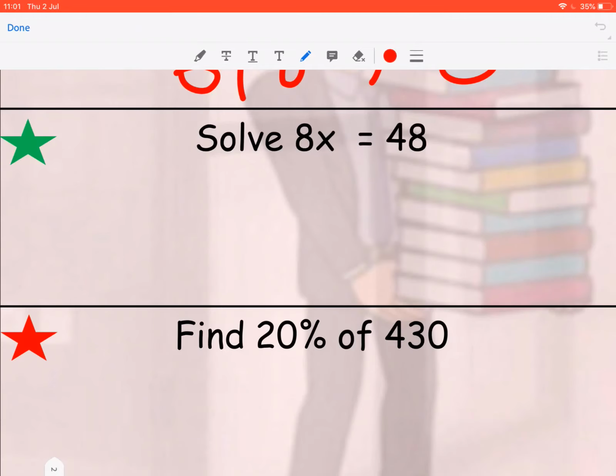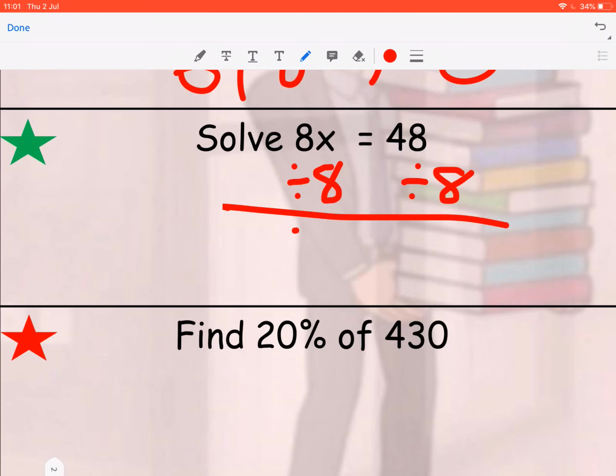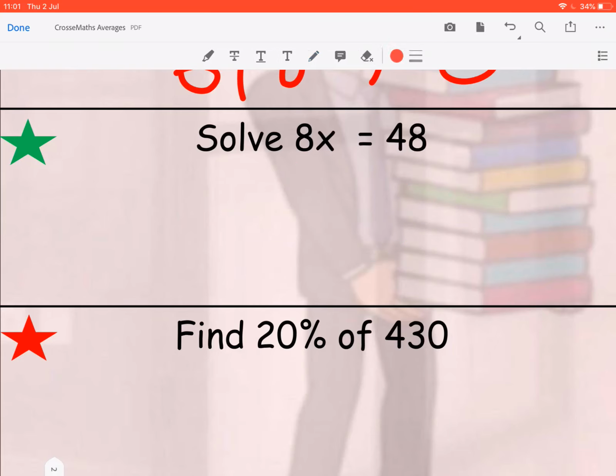8x equals 48. Okay, so I'm going to try and get x on its own. So in order to do that, I've got to get rid of the 8 in front of the x. Now that's an 8 times x. In order to get rid of the 8 times x, I've got to divide both sides by 8. If I divide both sides by 8, I get x on the left. 48 divided by 8 is 6.